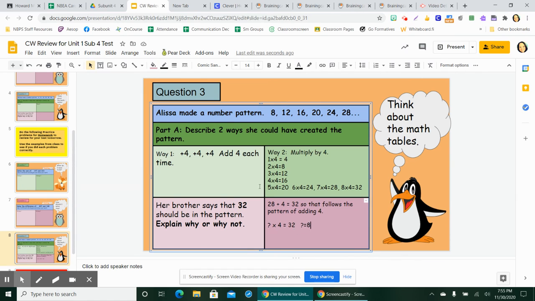So again, when you're trying to find out if a number belongs in the pattern, you need to know the different ways it could have been found. Okay. Now, the other thing you also could have done is use a multiplication chart or an addition chart, and you could find it that way, which is what we had done in the other lesson. So there are multiple ways to get at your answer.